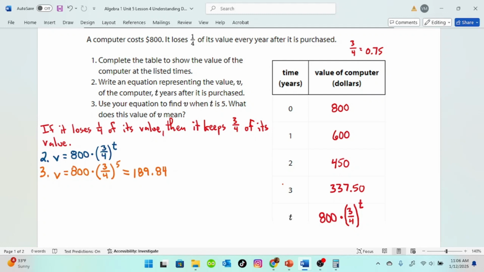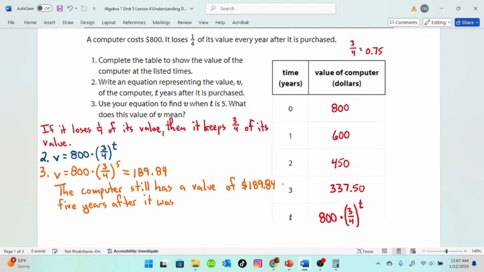And they want us to explain what this value means, and what it means is the computer still has a value of $189.84 5 years after it was purchased.